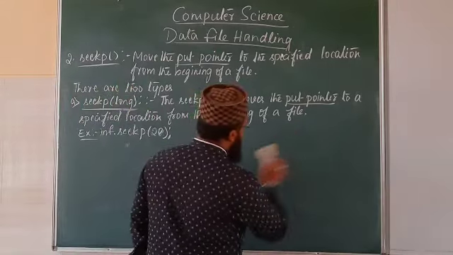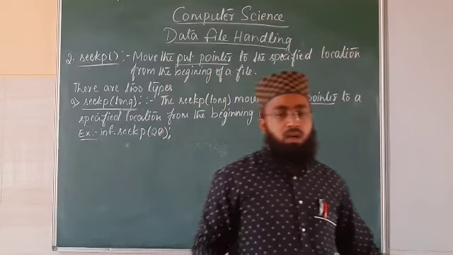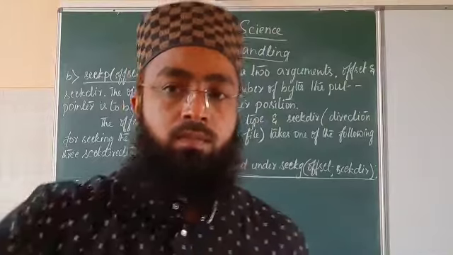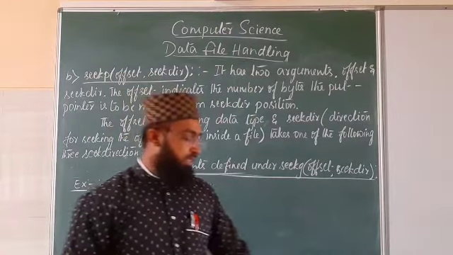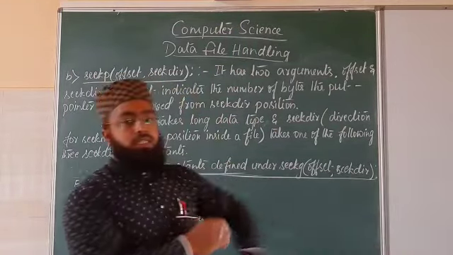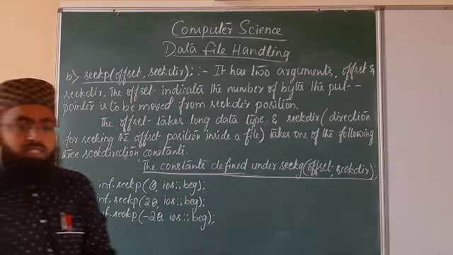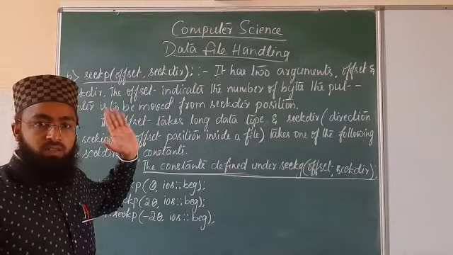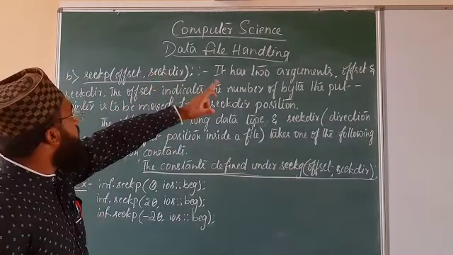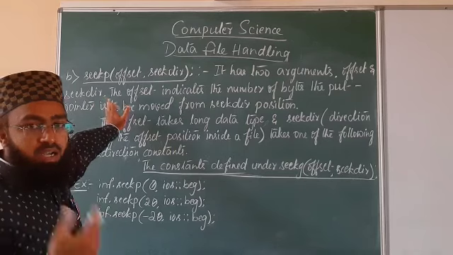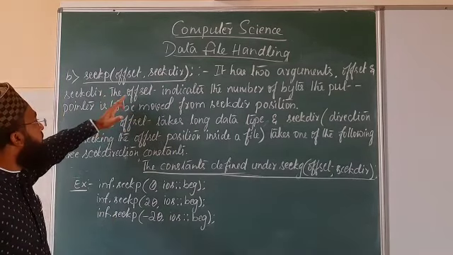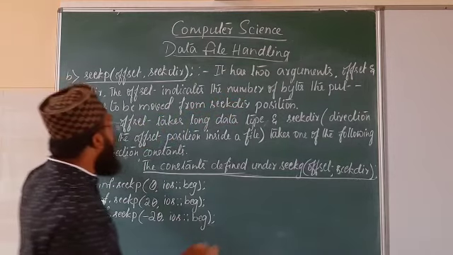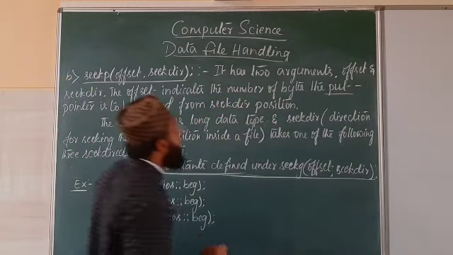Now I am going to write about the next type, that is seekp offset, seek dir. As we discussed in seekg, it works the same way here, but only the put pointer works. It has two arguments, offset and seek dir. The offset indicates the number of bytes, and here it is the put pointer, not the get pointer.